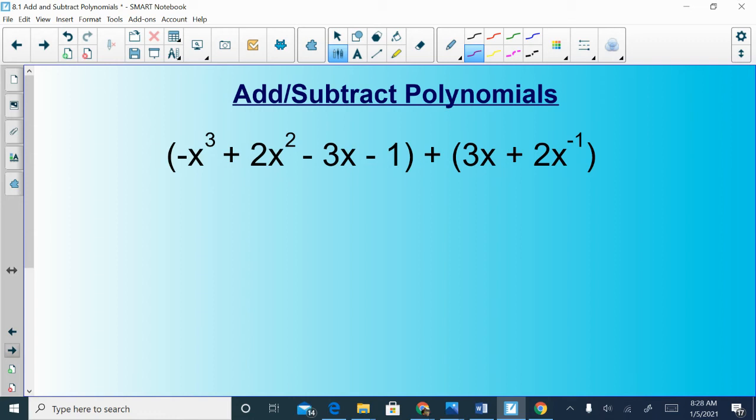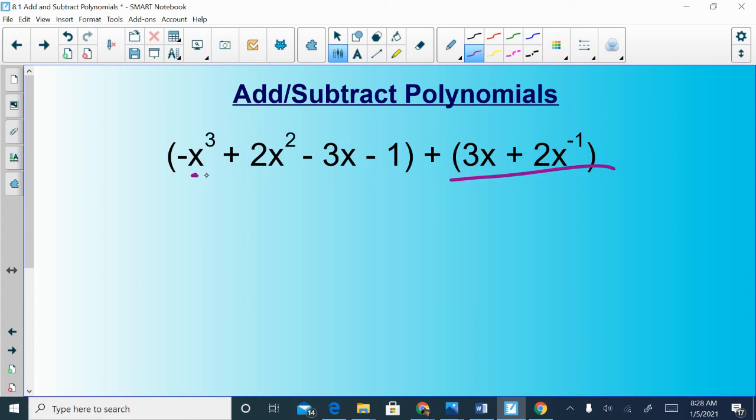So here's the next example. We want to add this polynomial with this. However, this actually isn't a polynomial. It's a trick question, right? We are not allowed to have exponents that are negative or fractions. And this one does have an exponent that is negative. So if you were asked to add these polynomials, I'd say nope. This is not a polynomial, right? This one here is not a polynomial.